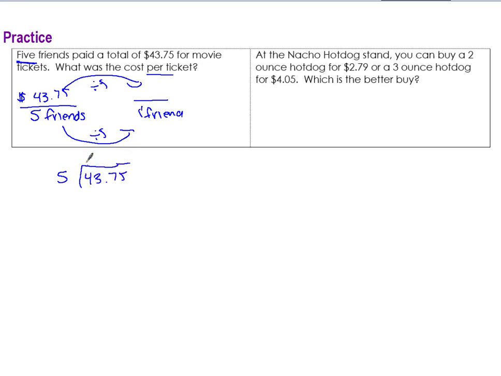Alright, 5 goes into 4? No. 5 goes into 43? Yes. 8 times. That gives me 40. I'm left with 3. Bring down my 7. 5 goes into 37 7 times, because 7 times 5 is 35. I'm left with 2. Bring down the 5. 5 goes into 25 5 times. So the cost per ticket was $8.75.